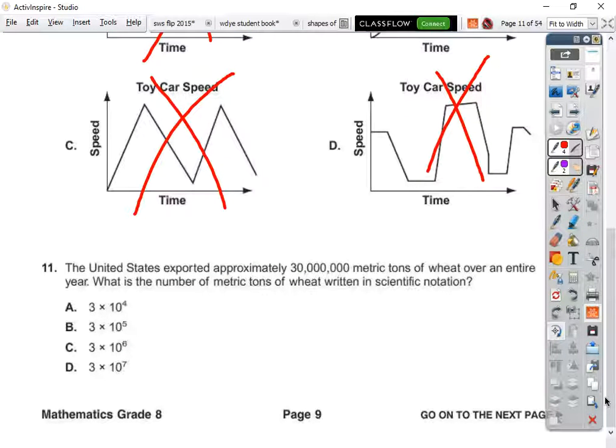The United States exported approximately 30 million metric tons of wheat over the entire year. What is the number of metric tons of wheat written in scientific notation? Well, that's 1, 2, 3, 4, 5, 6, 7. D.